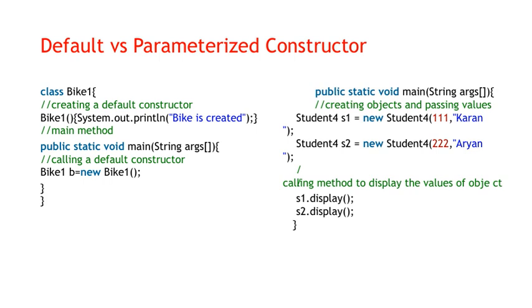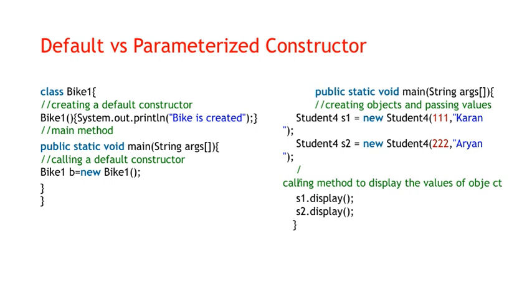Now, notice in the main method, we create a new Bike1 object with the line Bike1 b = new Bike1. When this line executes, the default constructor runs automatically, and the message is displayed. This is a simple way to see how constructors work without needing to pass any parameters.